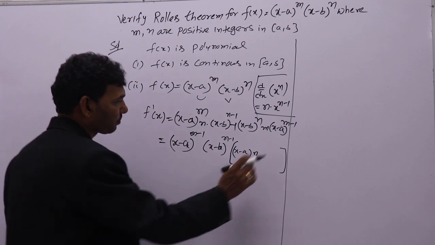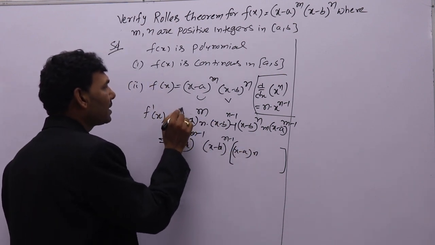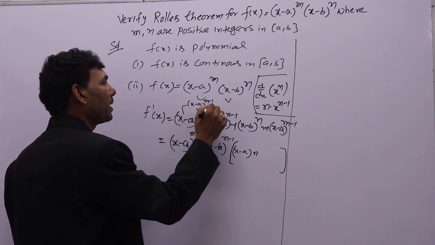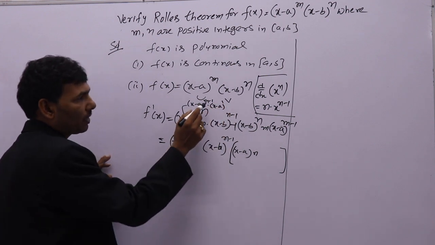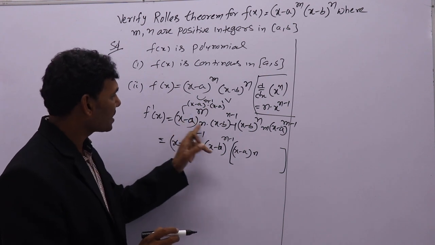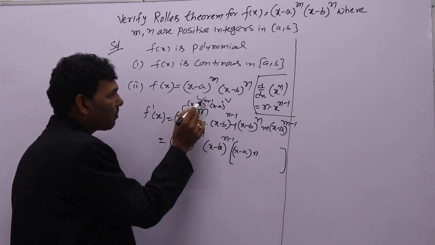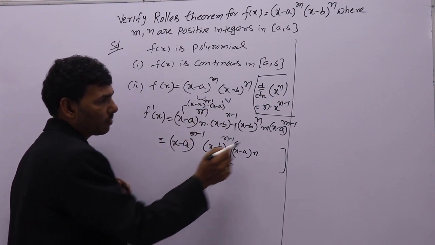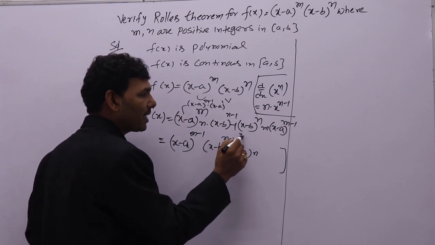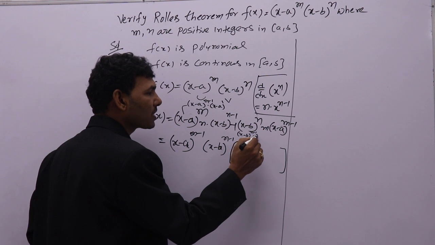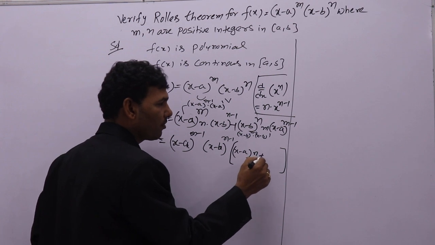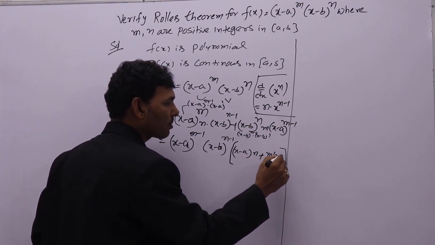What I am saying, this can be written as (x minus a) whole power m minus 1 into (x minus a) whole power 1. So m minus 1 plus 1 gets cancelled, and you have (x minus a) whole power m only. Now I took (x minus a) whole power m minus 1 common, and you will have x minus a. Like this, it can be written as (x minus b) whole power n minus 1 into (x minus b) whole power 1. These two terms are common. What is left over? m into (x minus b).